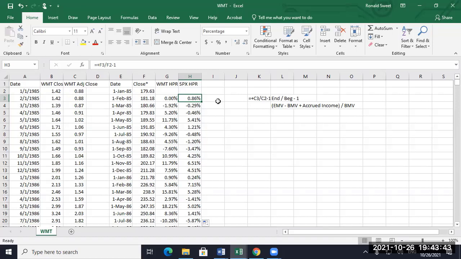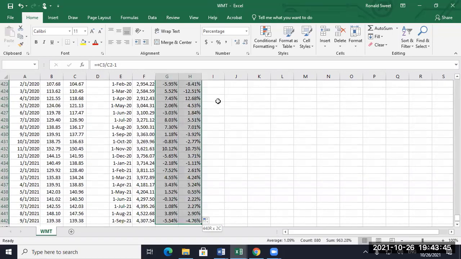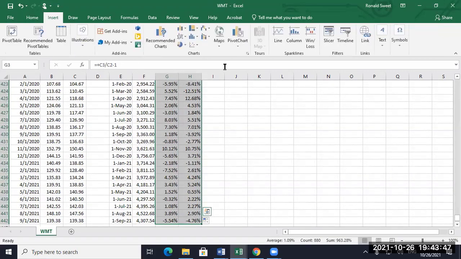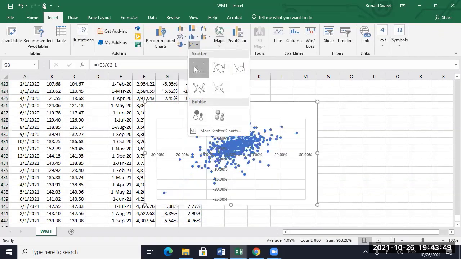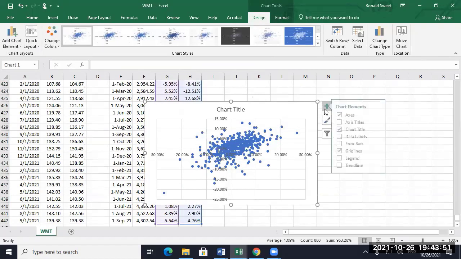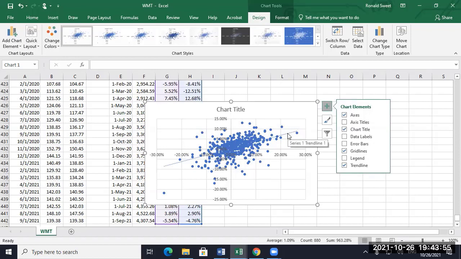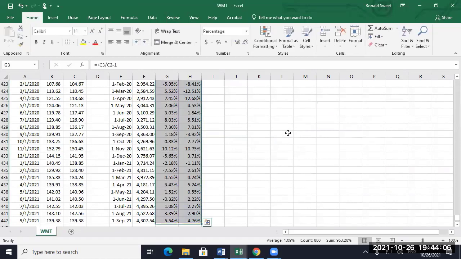So how did you do beta in your other classes? You just highlight the 2 things, insert an XY, put a trend line, and the slope of the trend line is your beta. Right? What's the problem with that? We don't know how it's changing over time. We just got this one number for the entire period. So I want to do a rolling beta.